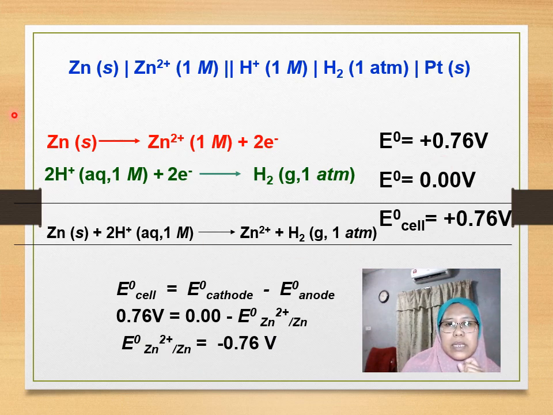Alright, here you go. This is the formula that we have used to calculate the E naught before this. E naught cell is equal to E naught cathode minus E naught anode. We have the E naught cell from the voltmeter. Then we have the E naught cathode because SHE is 0. And then this is the one that we want to find. Now, since this is a negative sign, okay, the negative stays here. So the E naught zinc is basically negative 0.76.